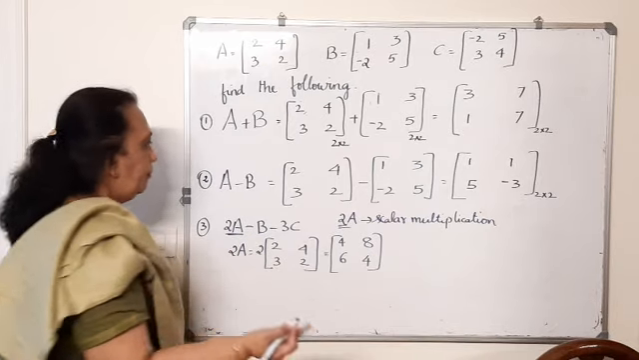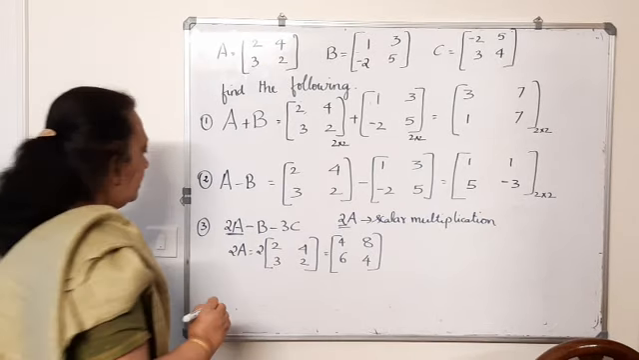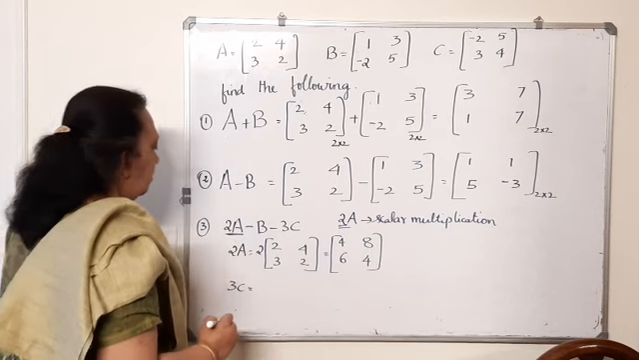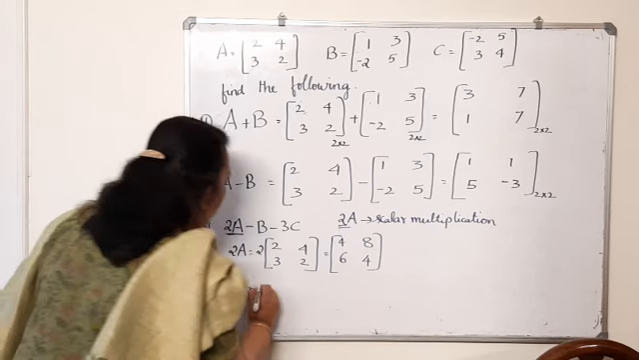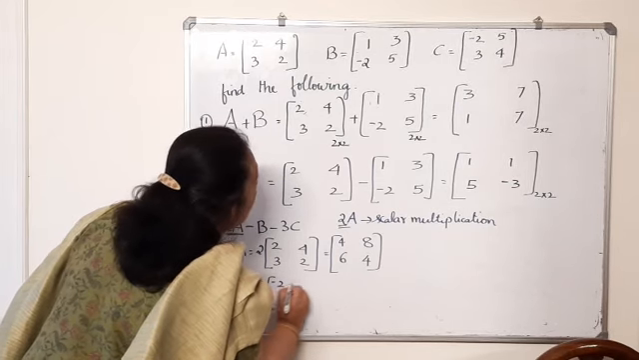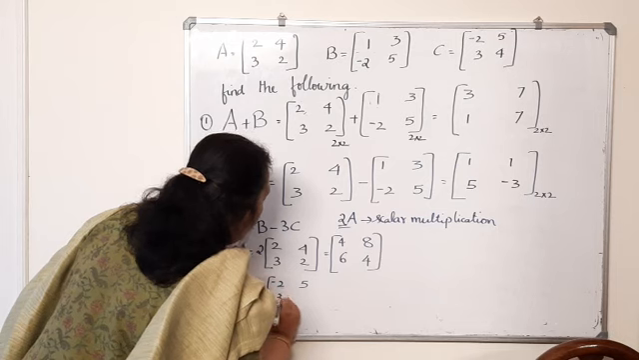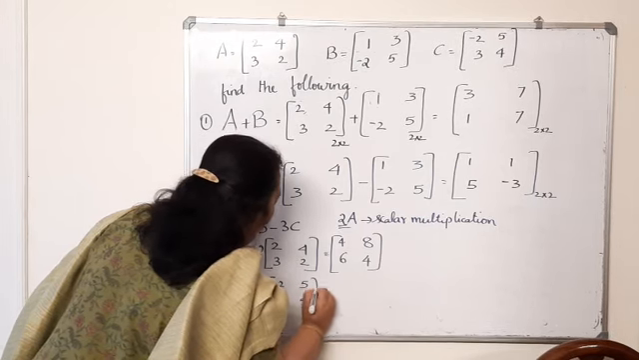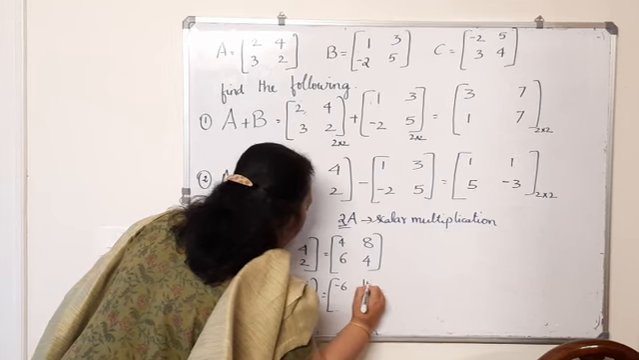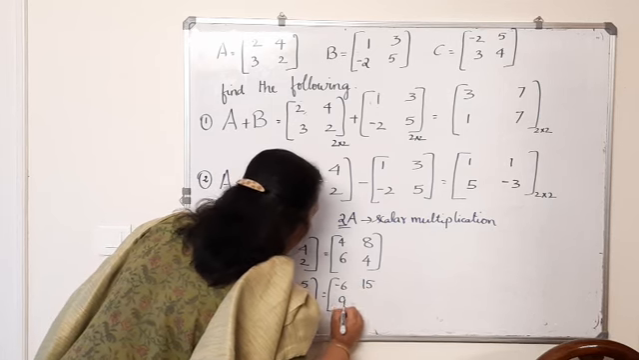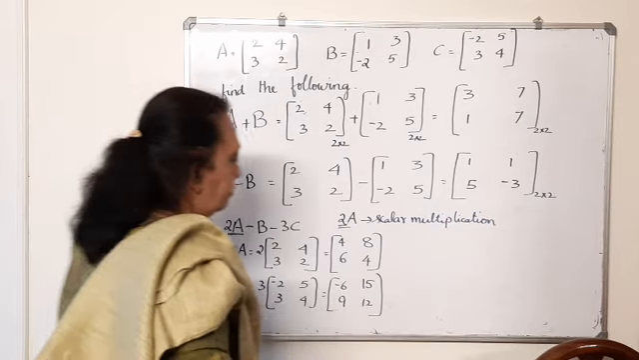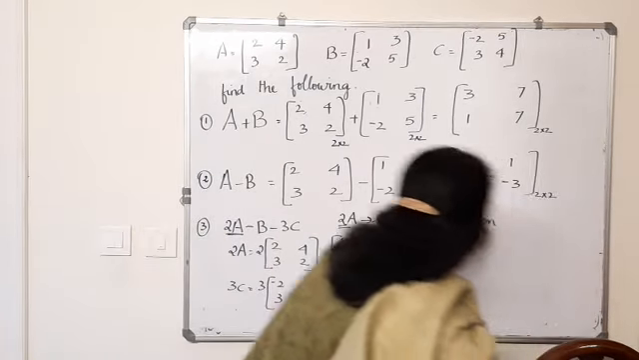Minus B. So for B, there is no change. Then 3C. 3C is equal to 3 into [−2, 5; 3, 4]. That is equal to minus 6, 3 5s are 15, 3 3s are 9, 3 4s are 12. So now you have all the terms.